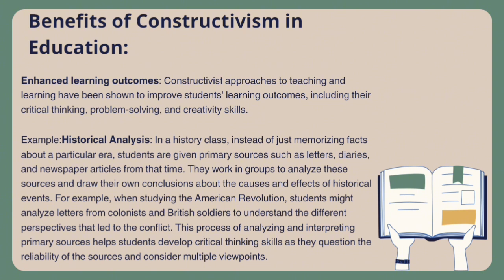They work in groups to analyze these sources and draw their own conclusions about the causes and effects of historical events. For example, when studying the American Revolution, a student might analyze letters from the colonists and British soldiers to understand the different perspectives that led to the conflict. This process of analyzing and interpreting primary sources helps students develop critical thinking skills as they question the reliability of their sources and consider multiple viewpoints.